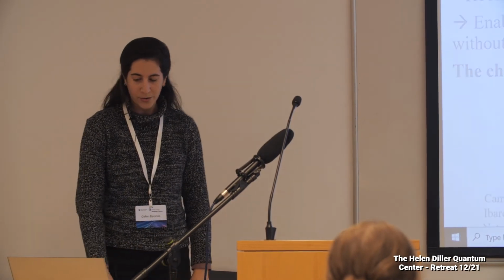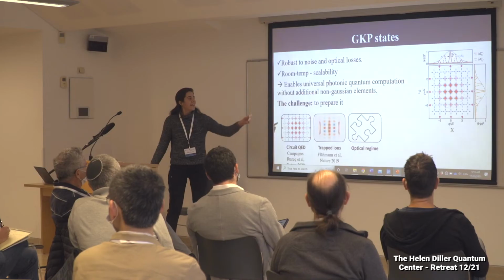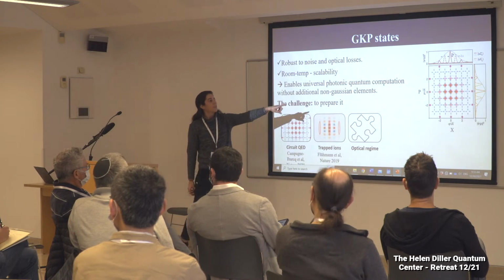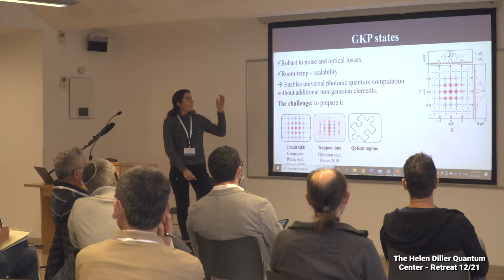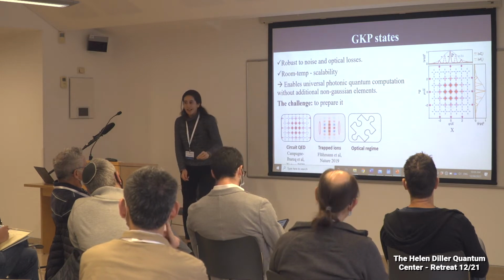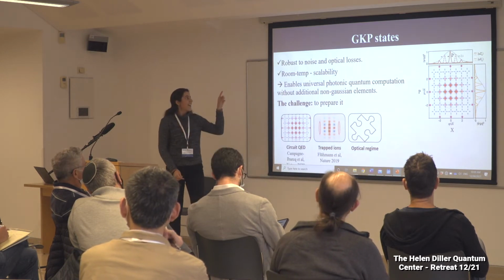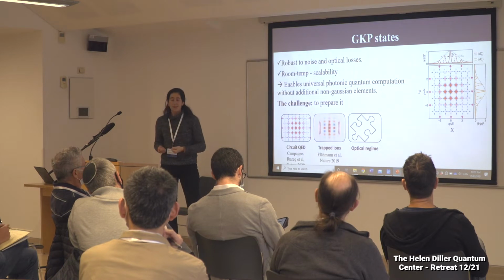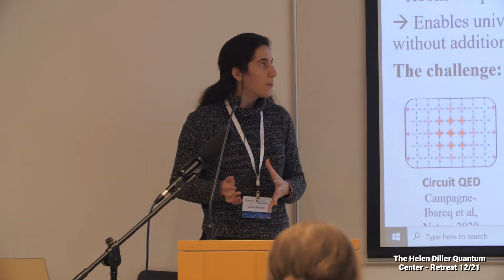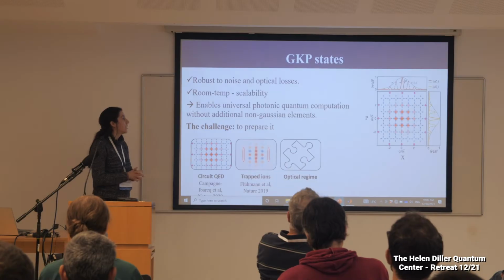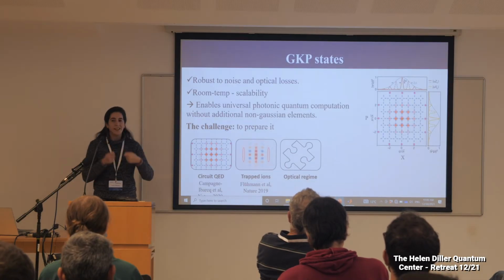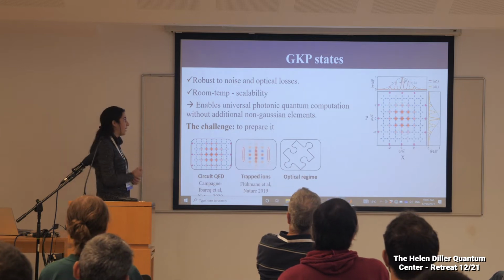So let me just tell you a few more words about GKP codes. So this is the phase space. You can see here the GKP state in the phase space. And GKP states are designed to protect against noise and optical losses, and you can build with them a scalable quantum computer. And it even enables universal photonic quantum computation without any additional non-Gaussian elements.